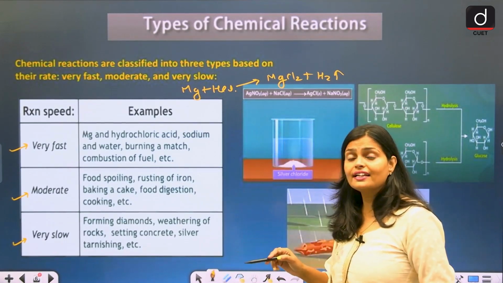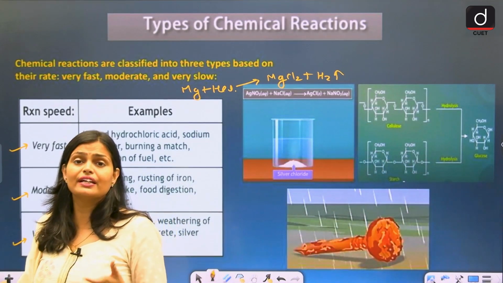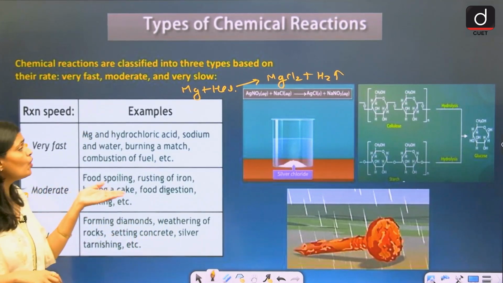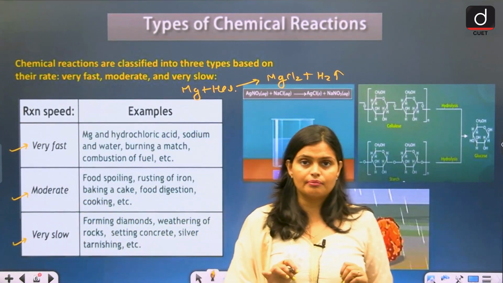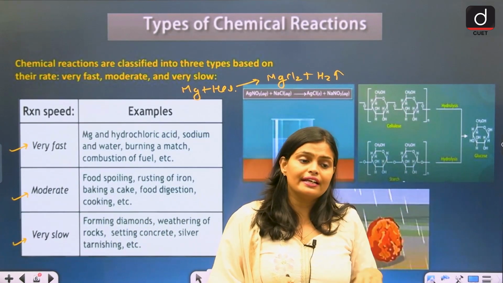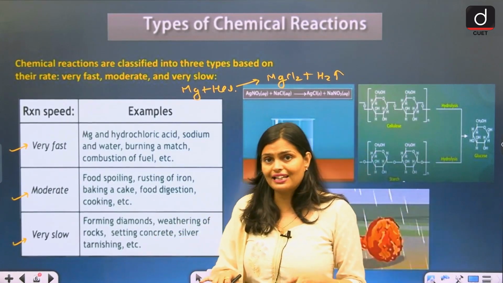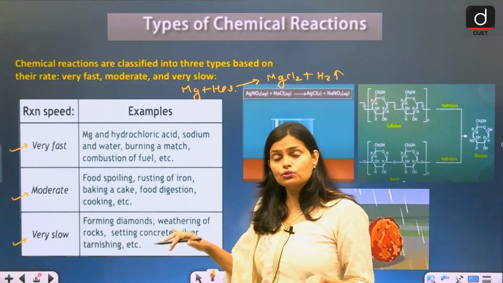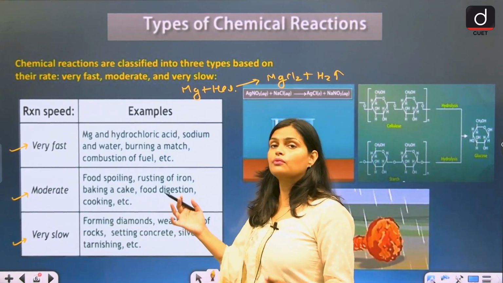A moderate reaction is one which takes place in a few minutes or a few hours. Like spoiling of food: once you prepare food and keep it for some time, in winters it will take 1 or 2 days, but in summer the next day your food becomes spoiled, right? The oxidation reaction takes place, your food gets oxidized and becomes rancid. This reaction takes a few hours to a few days, that is called a moderate reaction.